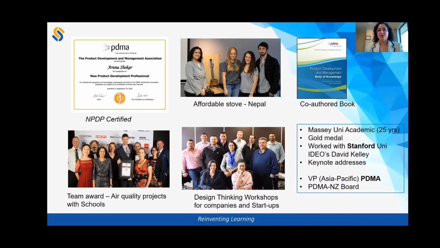And then on the right top is a book that I've co-authored. I've also got a number of other publications. I've written about project-based learning. And in fact, just the other day, I got a call from someone in Montana in the US saying that they read the paper and they wanted to discuss how I conduct project-based courses.